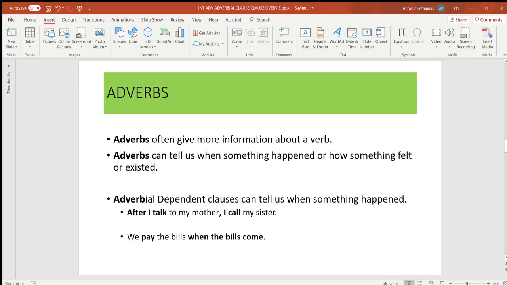So an adverbial dependent clause is something that tells about time, in this case. Adverbial dependent clause of time. And it also has a subject and a verb. After I talk to my mother, I call my sister. Or we pay the bills when the bills come. It's pretty easy. You probably heard these before, but I want you to know the structure so you can write better.